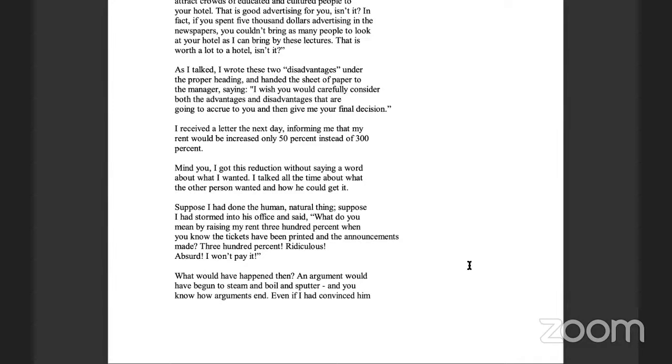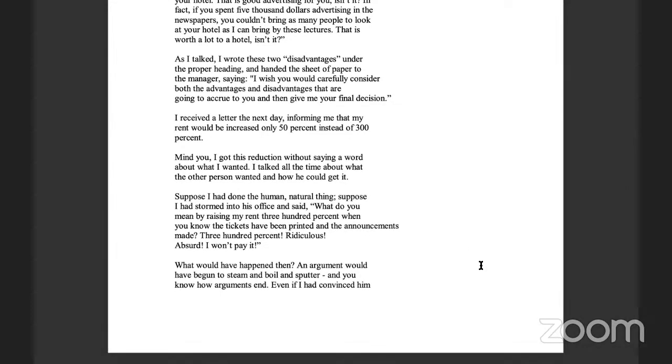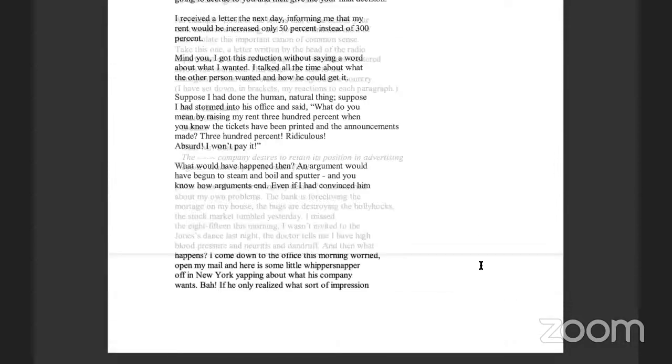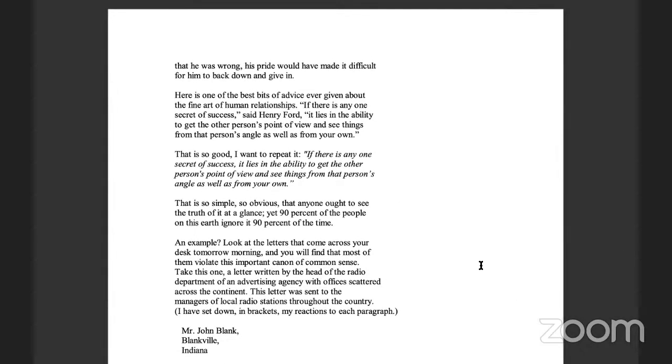Suppose I had done the human, natural thing. Suppose I stormed into the office and said, "What do you mean by raising my rent 300% when you know the tickets have been printed and the announcements have been made? 300%! Ridiculous, absurd. I won't pay it." What would have happened? An argument would have begun to steam and boil and sputter. And you know how arguments end. Even if I had convinced him that he was wrong, his pride would have made it difficult for him to back down and give in.